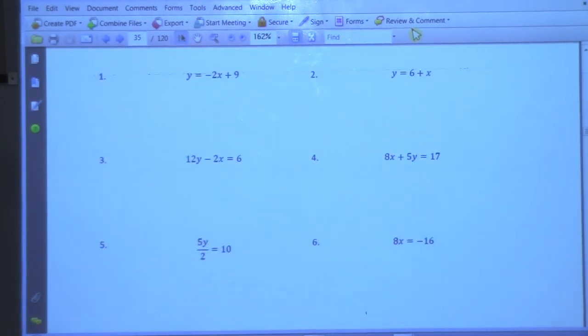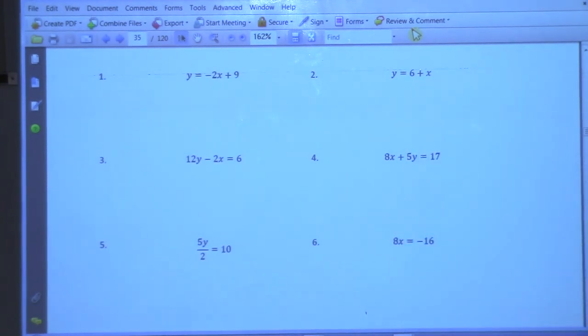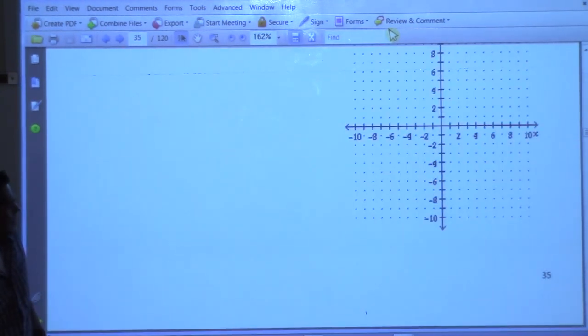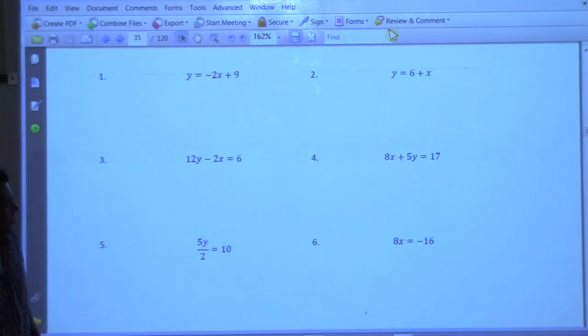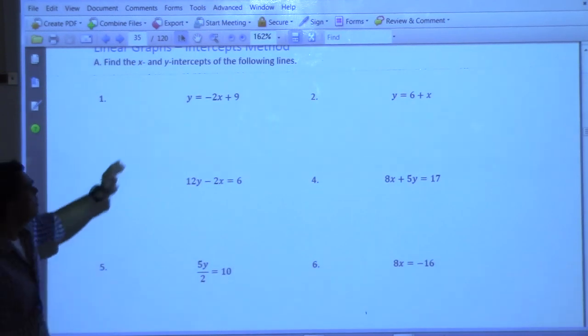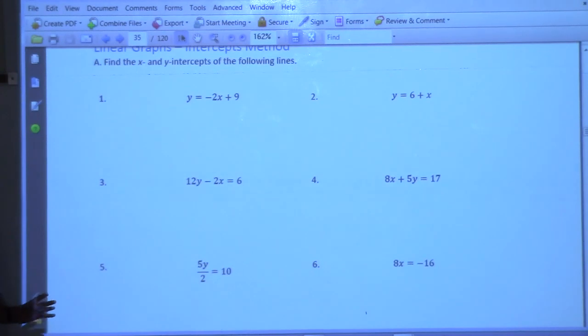So on these 6 problems, this will be turned in. So do this on a separate sheet of paper. Make sure you put your name on it. For all 6 of these, I want you to graph them. What page is this? I think it's 35. Hopefully that's the same as what you have. Yep. Okay. So even though the instructions say just find the x and y intercept, I want the full graphs for these. All right? So 10 minutes starting now.